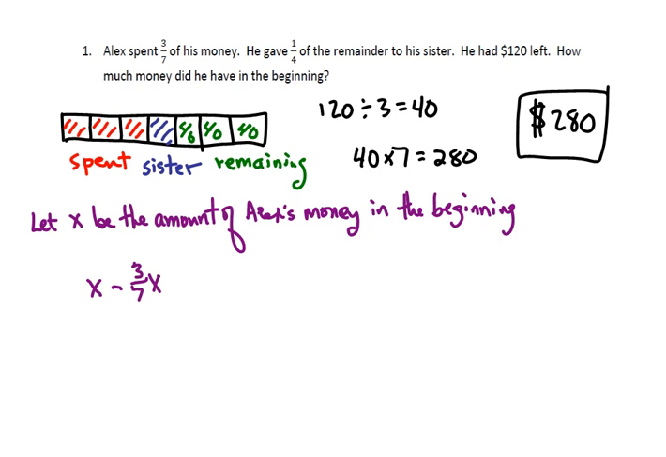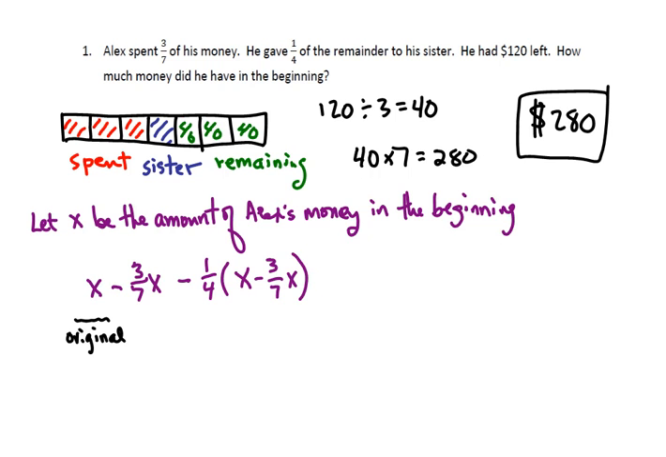Well, after Alex takes his x dollars and spends 3/7 of his x dollars, how much does he have left? Well, he has x minus 3/7 x left over. And we need to take a quarter of that and subtract that also from x. So that now you have x, which is Alex's original money.